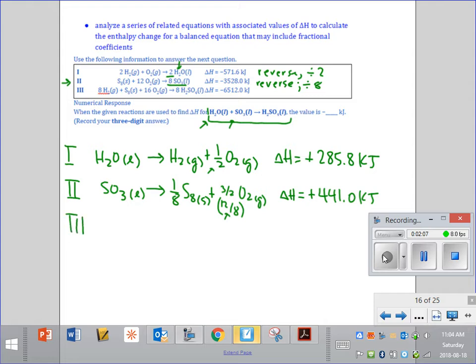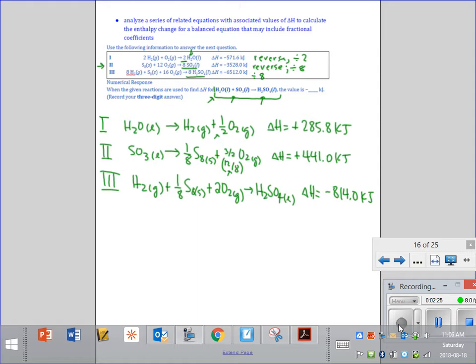Now we'll take a look at reaction 3. In reaction 3, I can see that H2SO4 liquid is a product, which also is in the reaction that I'm looking for overall, but I have the wrong number of moles, so I'm going to divide all of the coefficients and the value of delta H for this reaction by 8. So now we made those changes, so I divided all the coefficients by 8. So for hydrogen, the coefficient was 8 and becomes 1. For sulfur, just like in the second reaction, the coefficient was 1, becomes 1 over 8. The coefficient for oxygen was 16, so it becomes 2. And my H2SO4 liquid now has a coefficient of 1, and I've divided the value of delta H by 8.